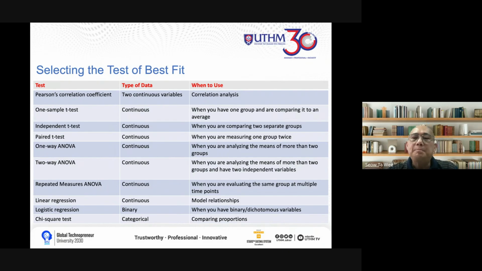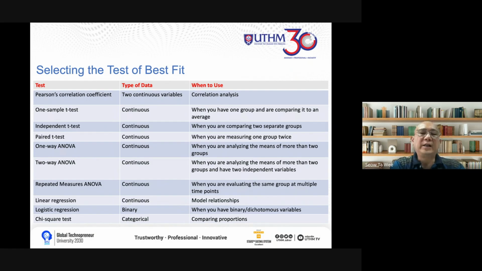For the one-way ANOVA, you're analyzing means of more than two groups. Two-way ANOVA is when you're analyzing the mean of more than two groups and have two independent variables. Repeated measures ANOVA is when you are evaluating the same group at multiple time points. It's quite similar to the paired t-test. The paired t-test looks at two time points, while here it is more than two in a series of time.